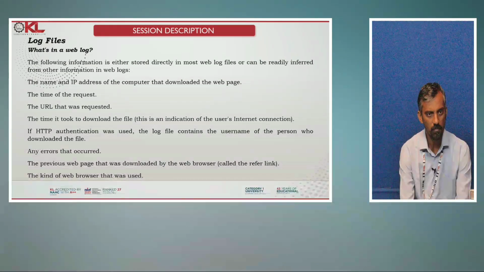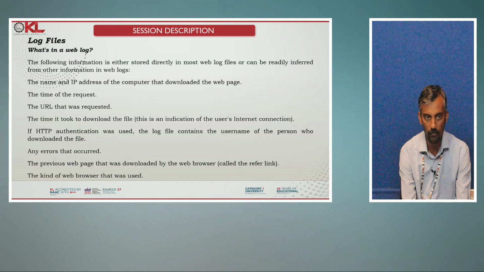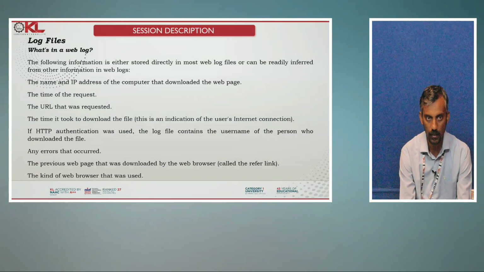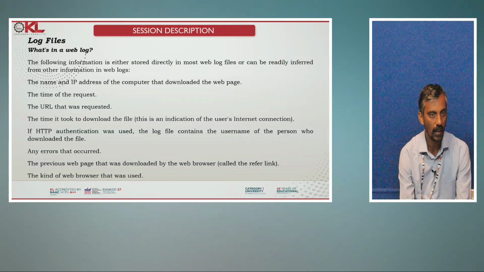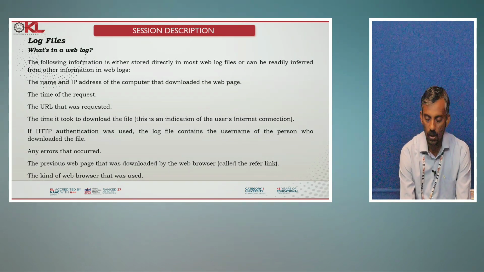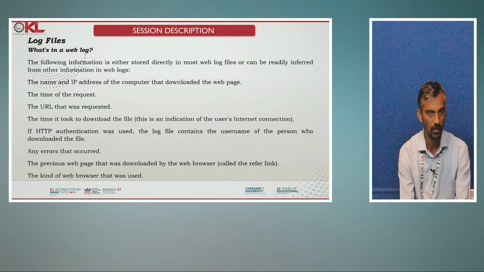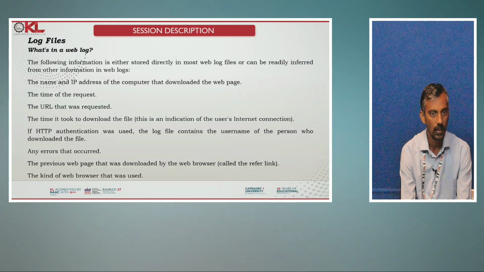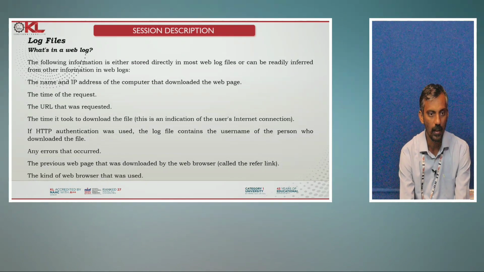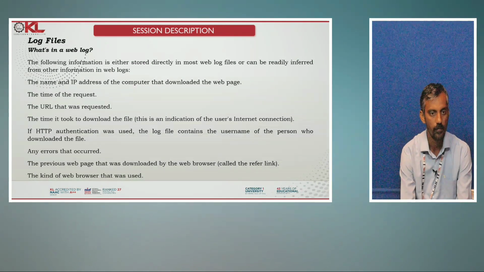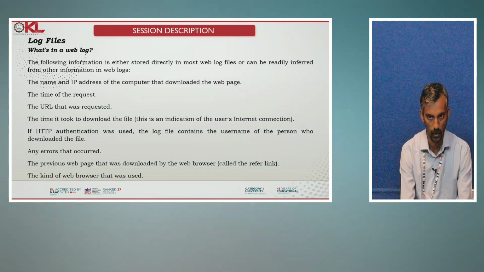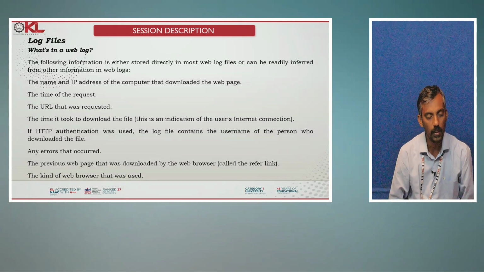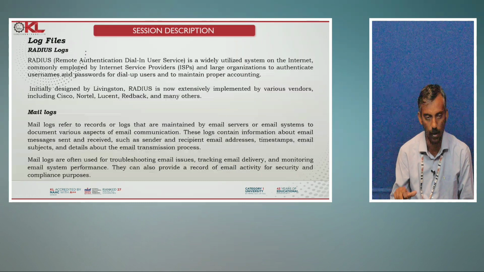Coming to web security, each browser has weblog files. These files contain the name and IP address of the computer that downloaded the web page, the time of the request, the URL that was requested, the time it took to download the file, whether HTTP authentication was used, any errors that occurred, and the previous web page that was downloaded by the web browser. All this information is stored in the web logs.